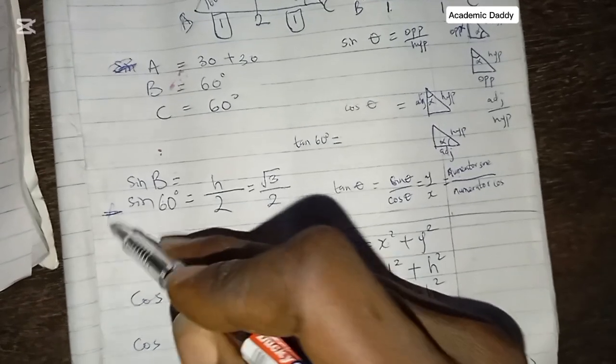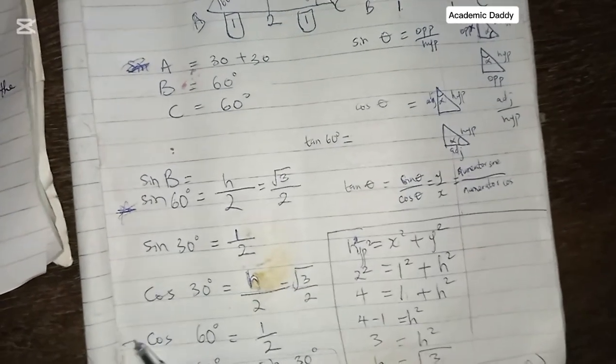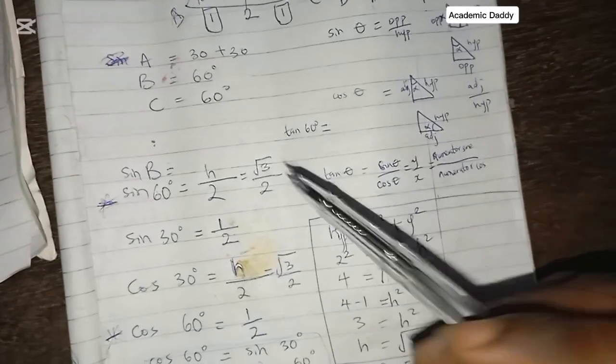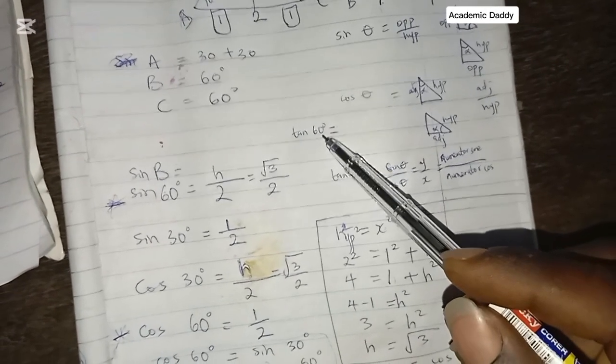See, this is sine 60 degrees. This is cos 60 degrees. Don't be thinking too much. Focus on what we are doing. And we want to do tan 60 degrees.